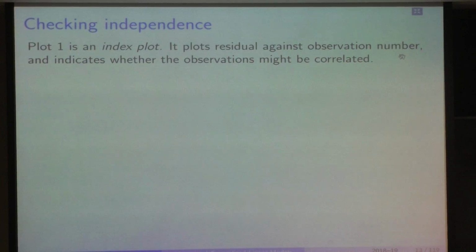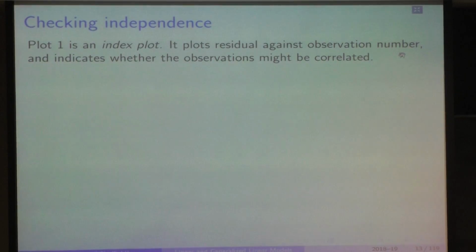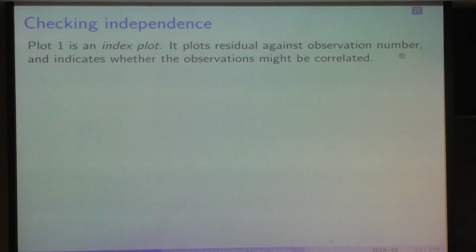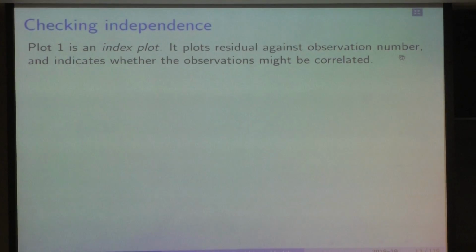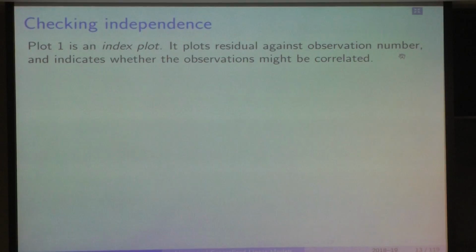Okay, so the first plot that I did, the one where we plotted the residuals against the index number of the observation. The test here is whether there's a problem with independence. If there was a problem with independence, you might find that observations with adjacent observation numbers, which would suggest they were next to each other in the data set, might be correlated.